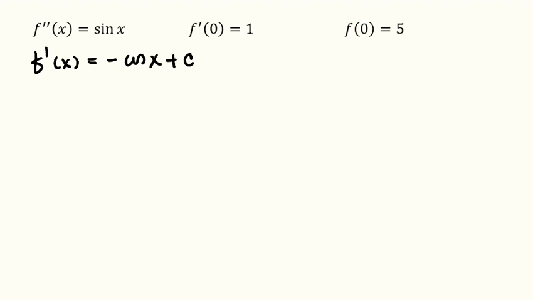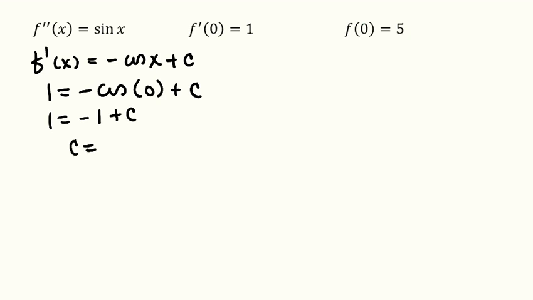Plus c. F prime of 0 equals 1, so 1 is equal to the negative cosine of 0 plus c. What's the negative cosine of 0? Negative 1, yes, unit circle. Practice it every day. So 1 equals negative 1 plus c. c is going to need to be 2. Okay, so that means that f prime of x is equal to negative cosine x plus 2.